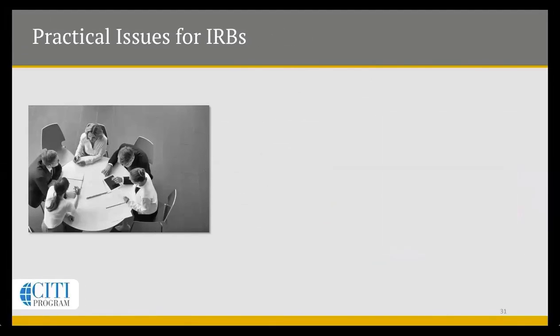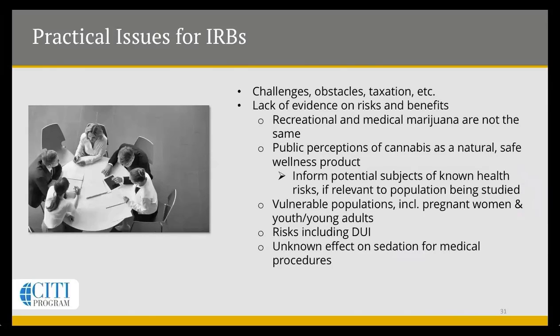So what are some practical issues for the IRB? The challenges, obstacles, and taxation differences that I've mentioned, and other factors as well. And again, most significant, the lack of evidence on risks and benefits. Recreational and medical marijuana are not the same. There are public perceptions that it's safe and natural.